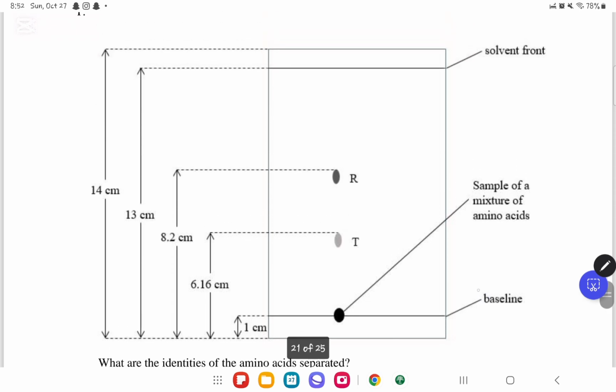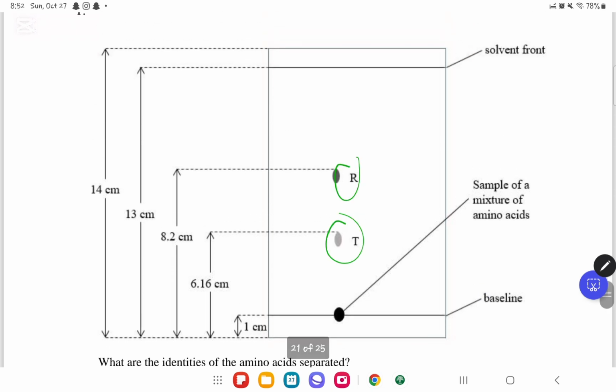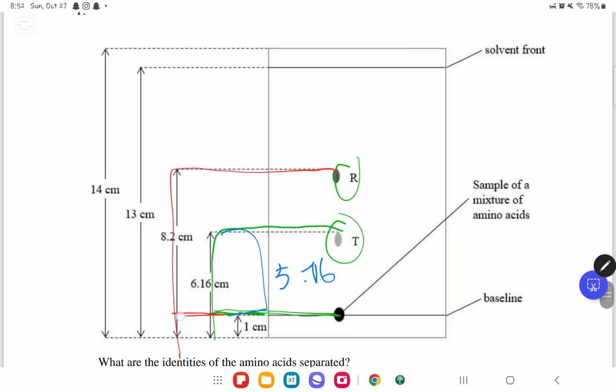So to find out the identities, very simply, we have R and T. T has a distance of 6.16 minus 1. Why? Because we're going to take the distance from the baseline. So this distance over here becomes 5.16. Then R has a distance of 8.2 minus 1 because we're going to take into consideration the baseline, so it's going to be 7.2. Then we're going to divide by the distance traveled by the solvent front, which is 13 minus 1 because that's our baseline, so 12.